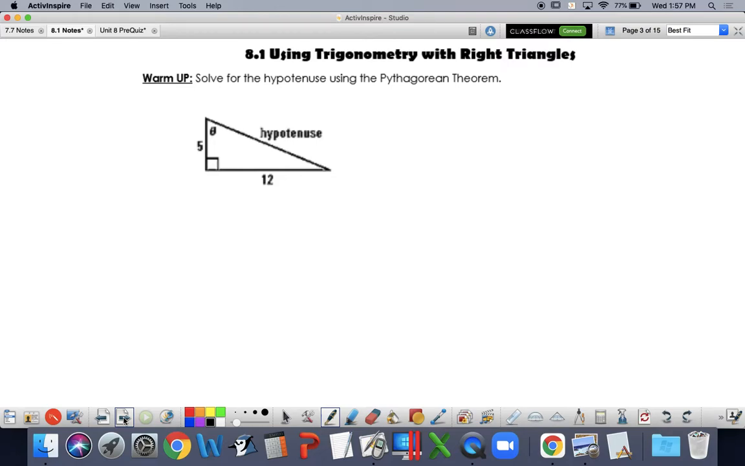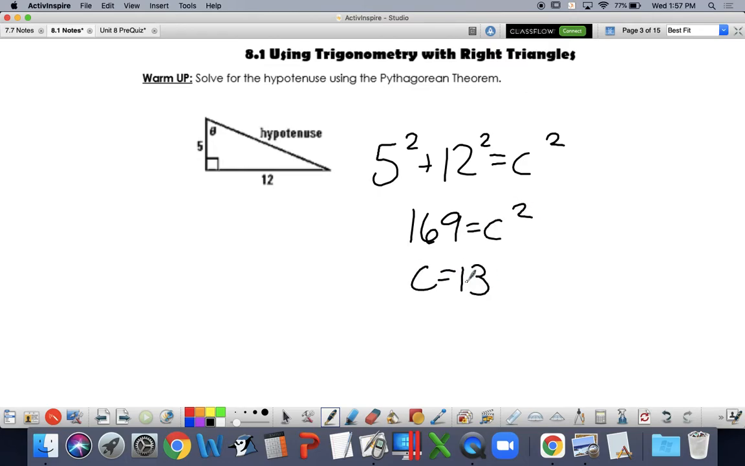All right, what's the length of our hypotenuse? 13, right? We have 5 squared plus 12 squared equals c squared. So we get 169 equals c squared. C equals 13. So when in doubt, don't forget Pythagorean theorem questions will come up as we go through this unit. It's just hard to avoid, right, when we're talking about right triangles.